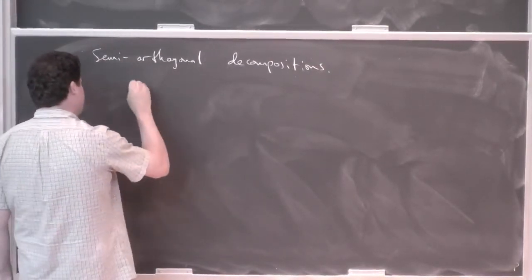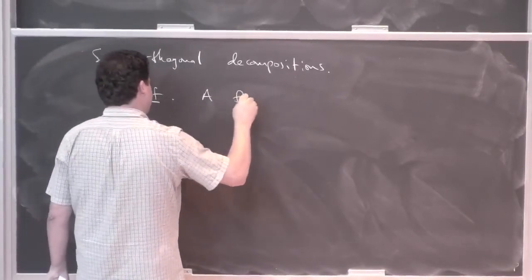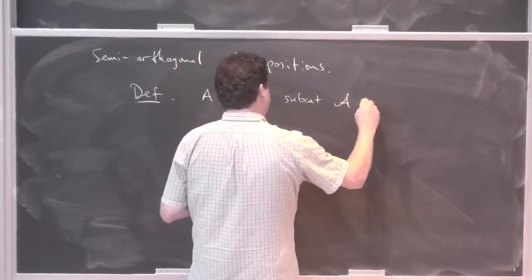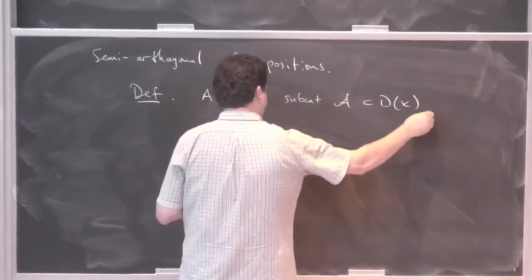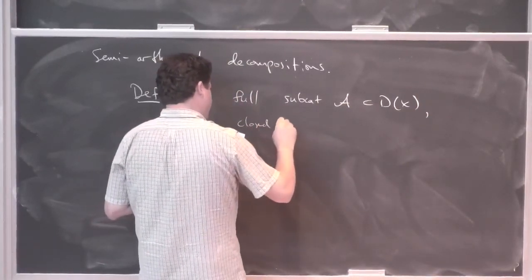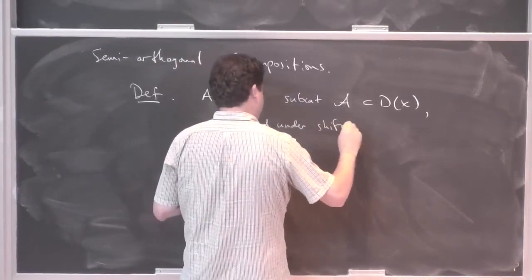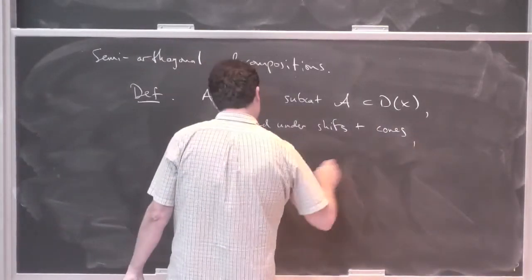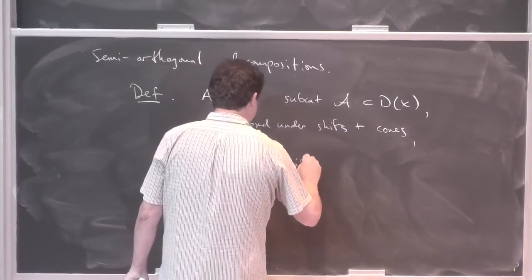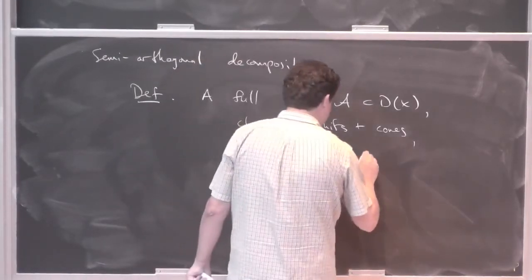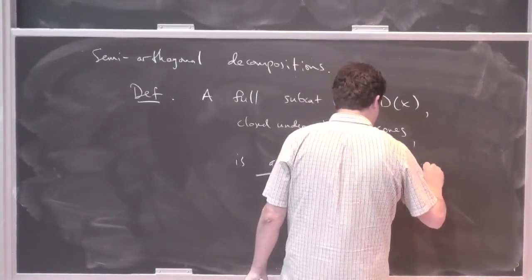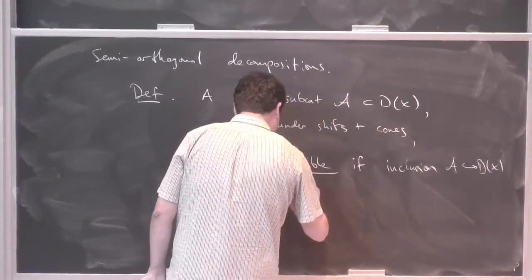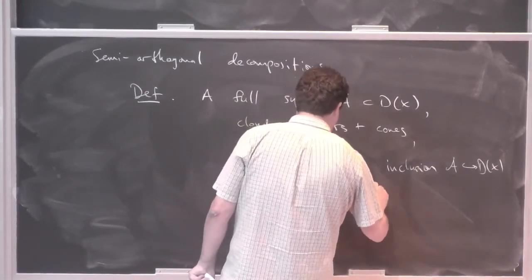So, definition. A full subcategory A in D of X, which I want to be not only full but closed under shifts and cones, so I want it to be a triangulated subcategory, is admissible if the inclusion of A into D of X has left and right adjoints.